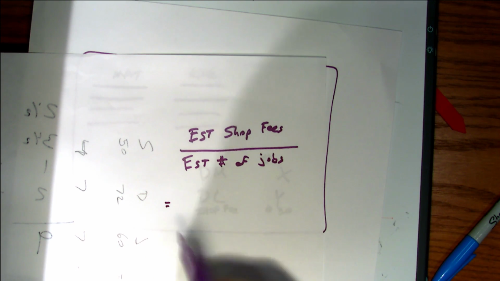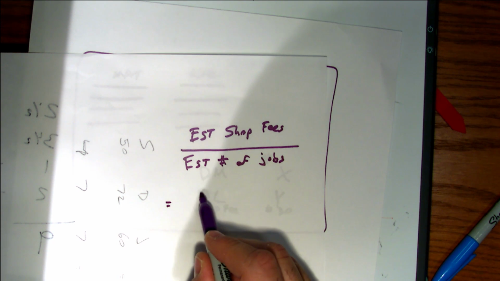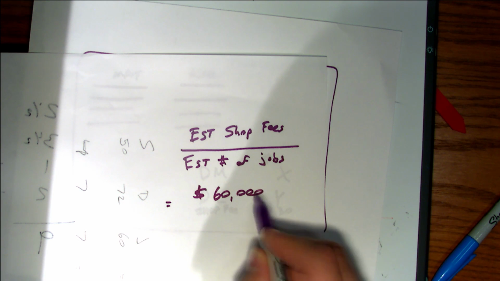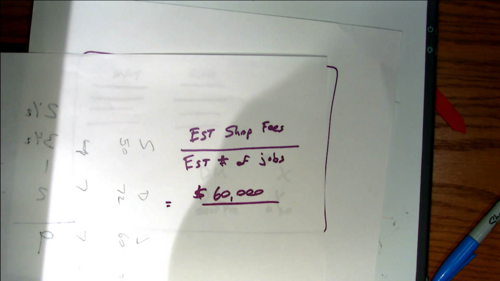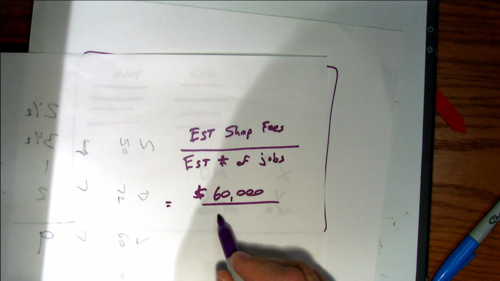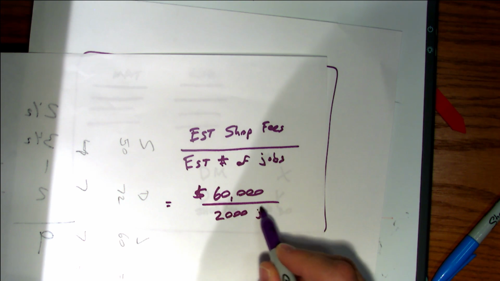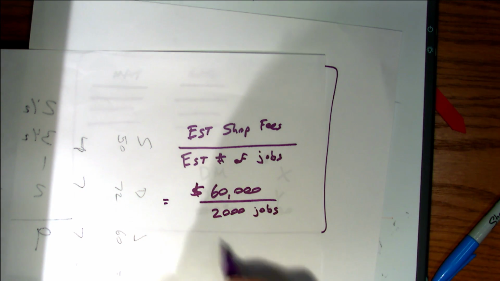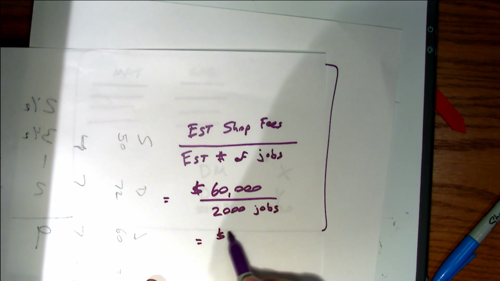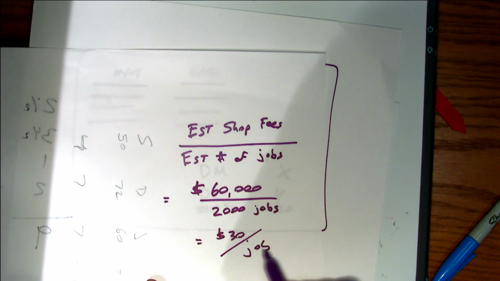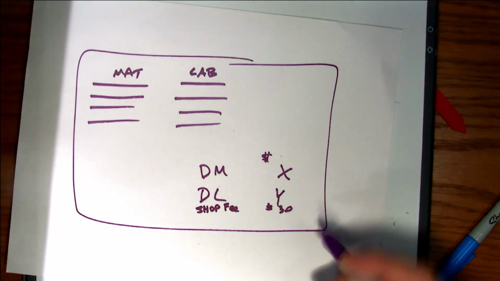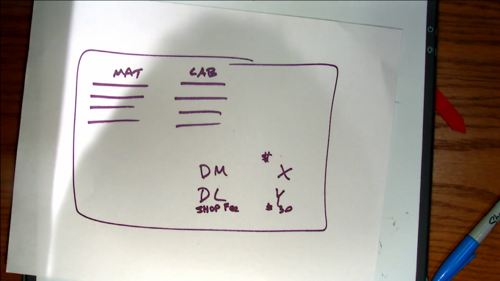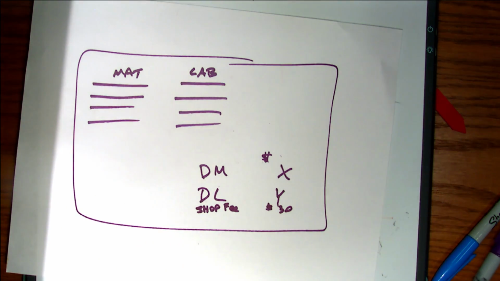Okay. Well, let's say, well, we think our total shop fees will be $60,000. And we think the total number of jobs we'll work on is 2,000 jobs. Are you with me? Well, that comes out to $30 per job. And that's what they put on there. These are based on estimates, right? Okay. All right, questions? Are you tracking with me?